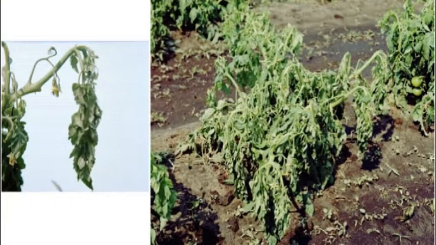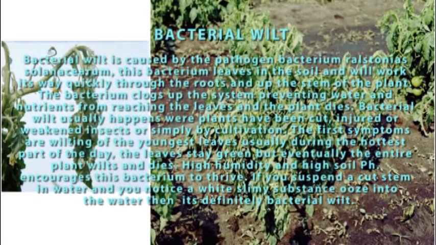Bacterial wilt is caused by the pathogen Ralstonia solanacearum. This bacterium lives in the soil and will work its way quickly through the roots and up the stem of the plant. The bacterium clogs up the system, preventing water and nutrients from reaching the leaves, and the plant dies. Bacterial wilt usually happens where plants have been cut, injured or weakened by insects, or simply by cultivation. The first symptoms are wilting of the youngest leaves, usually during the hottest part of the day. The leaves stay green, but eventually the entire plant wilts and dies.